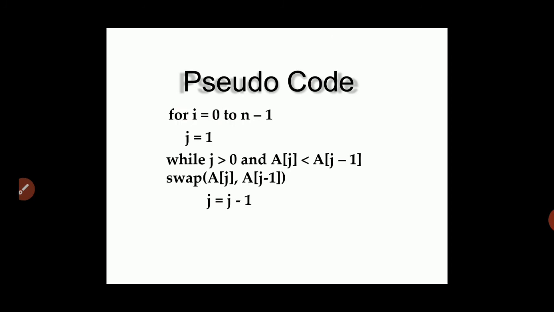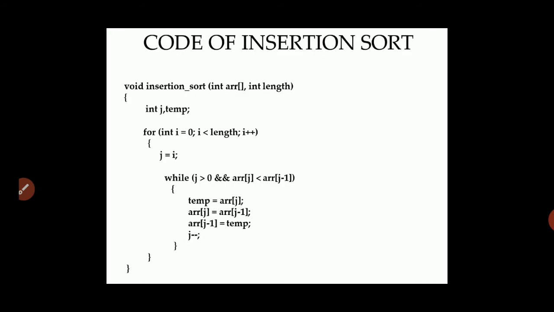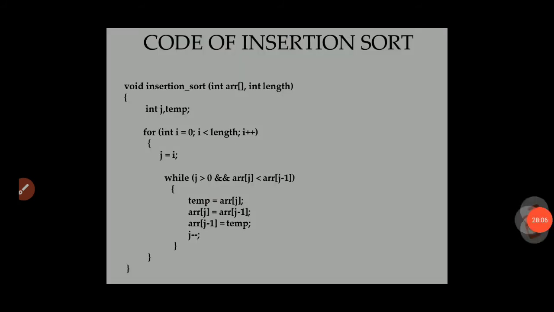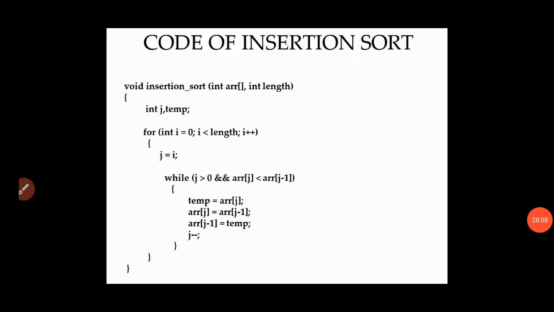This is the key. After finding this value, we swap, otherwise we will not swap. Okay, this is the swap condition, and this is the code of insertion sort. You can easily understand this. This is the for loop, and it starts with 0 and goes to less than the length of the array, because indexing starts with 0, so we do not go up to exactly the length. We have to consider an array which starts with index number 0.